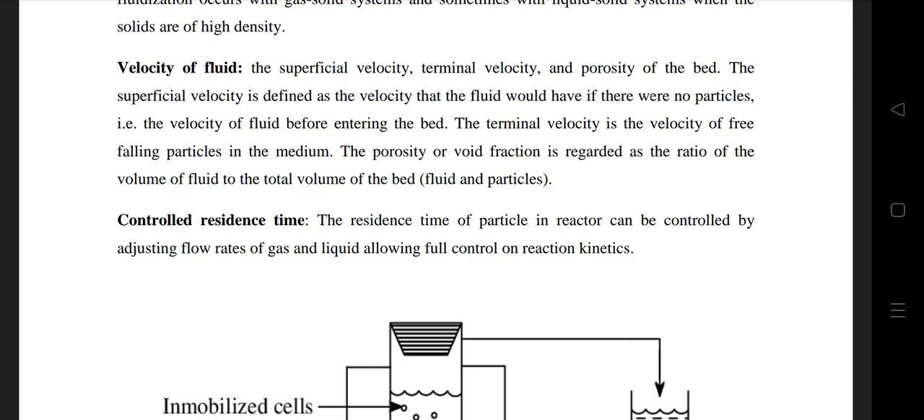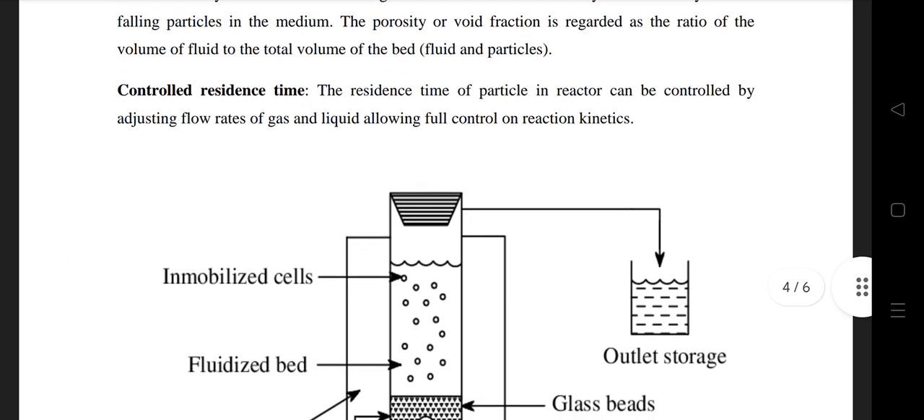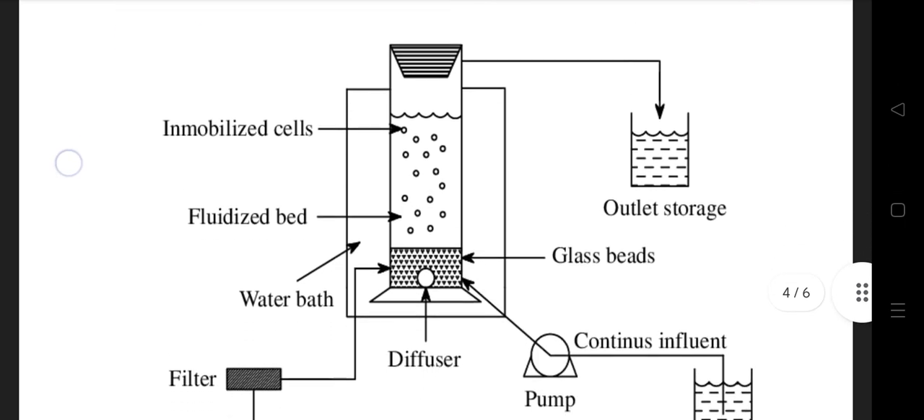Velocity of fluid: the superficial velocity, the terminal velocity, and the porosity of the bed. The superficial velocity is defined as the velocity that the fluid would have if there were no particles. That is, the velocity of the fluid before entering the bed. The terminal velocity is the velocity of free-falling particles in the medium. The porosity or the void fraction is the ratio of the volume of the fluid to the total volume of the bed. Control of residence time: the residence time of a particle in a reactor can be controlled by adjusting flow rates of gas and liquid, allowing full control of the reaction kinetics.